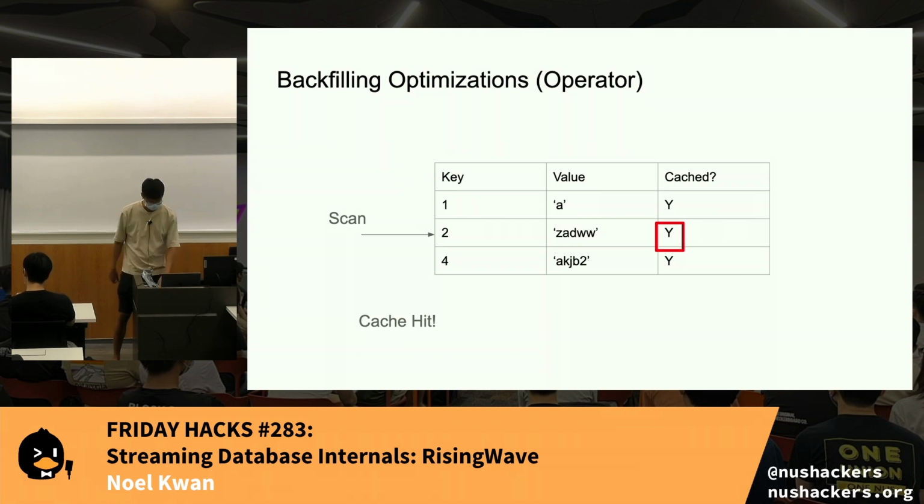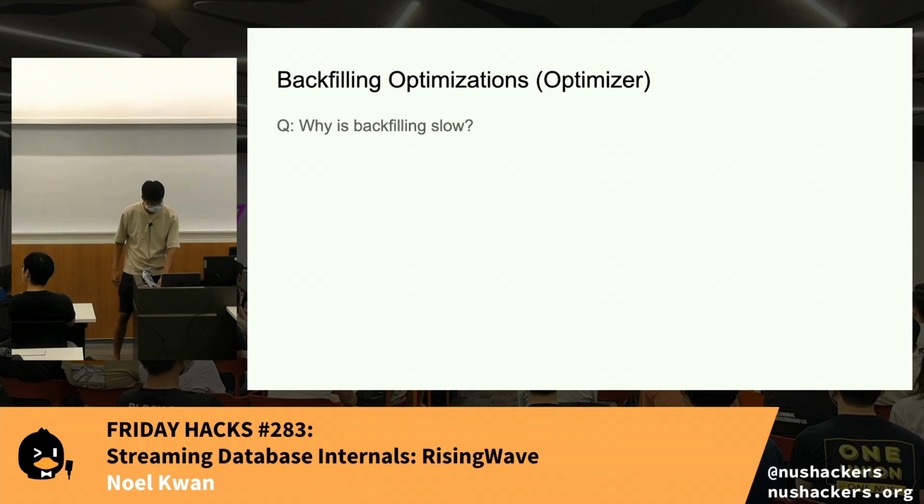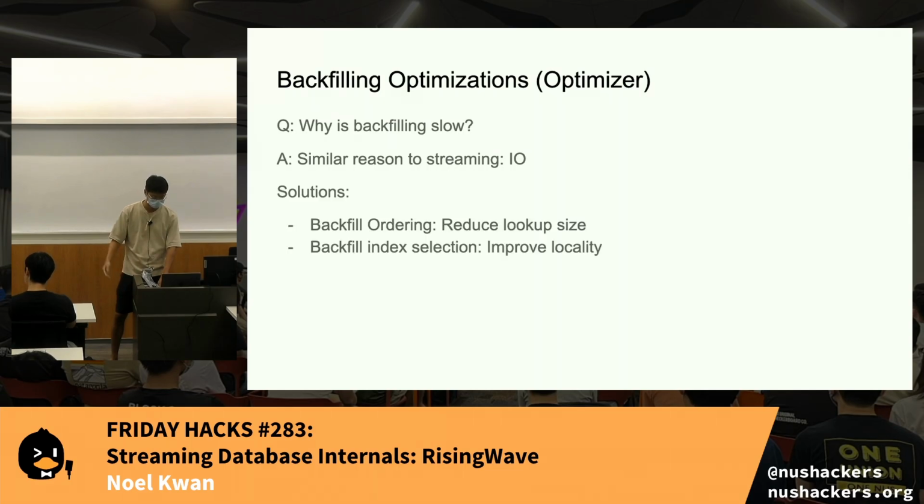Okay. So next, on the optimizer side of things. What I just covered was focusing on the operator, right? How we can make the operator faster. So in the optimizer itself, backfilling has the same problems as streaming. It's always blocked by I/O. So there are two ways we can improve backfilling speeds, right?